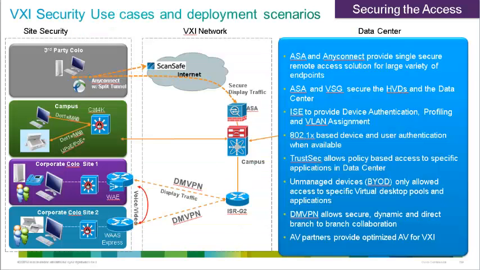So as part of Cisco VXI end-to-end security, the number one layer which we have to pass through is the secure access. So first phase, we provide secure access to the virtual desktop. There could be different types of scenarios and use cases. For example, if an end user is connecting to a third-party co-location facility through VPN, we are providing them secure access. If the end user is coming over the internet, we're providing technologies like ScanSafe for web security.